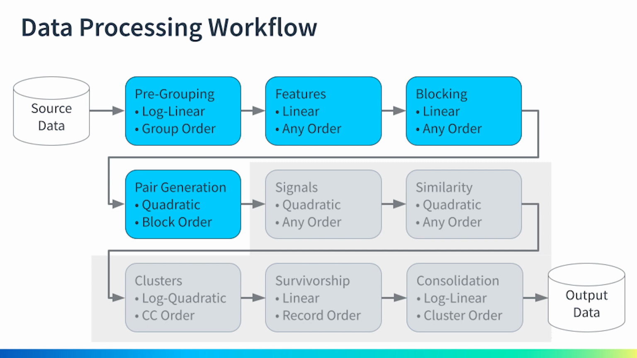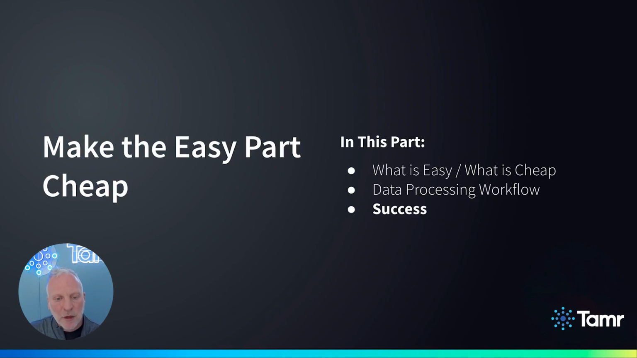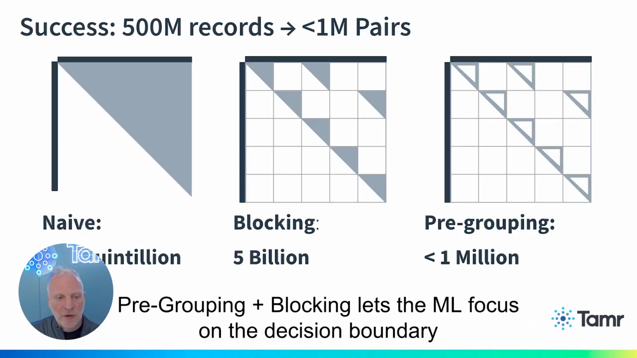That's the easy part of the data processing workflow. We did pre-grouping, feature extraction, blocking, and pair generation. How do we know we've been successful? Let's talk about some measures of success.